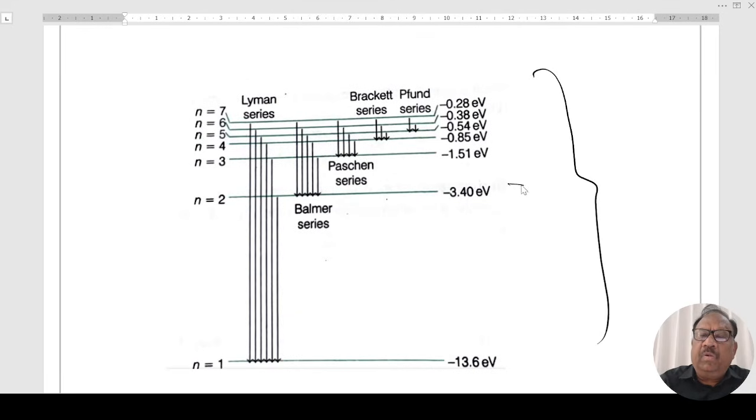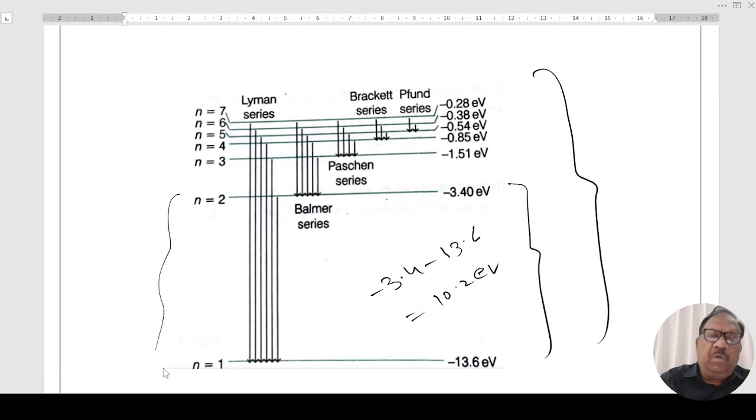Means if we want this, minus 3.4 minus minus 13.6, that comes out to 10.2 eV. This much energy is required to jump from this level to this level, right?